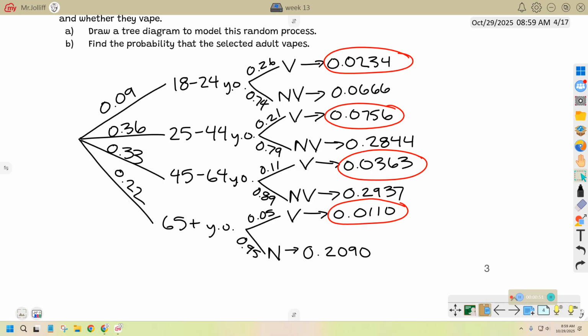Adam, good. Because it is a 18 to 24-year-old who vapes, or a 25 to 44-year-old who vapes, or, and we know or means add. So we're going to take those numbers and add them together.